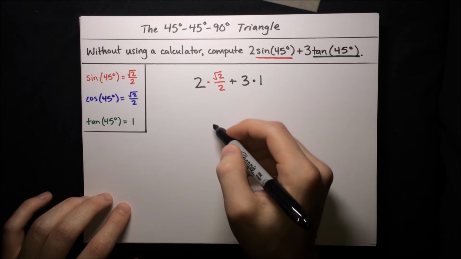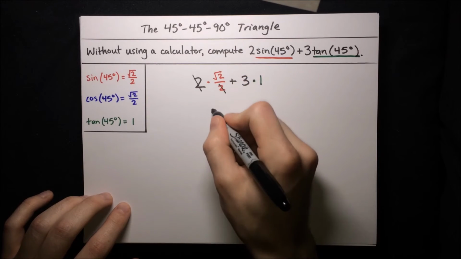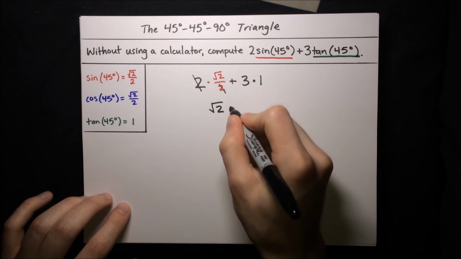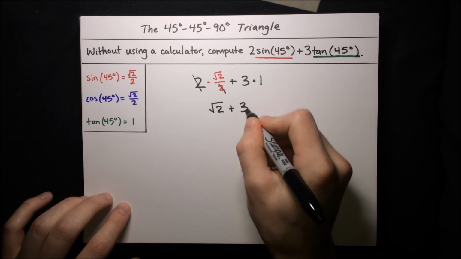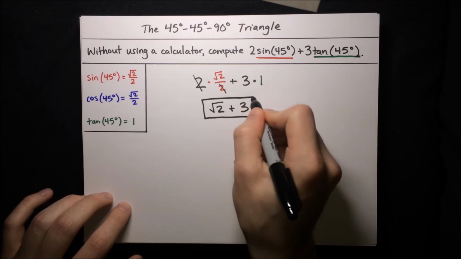So 2 times root 2 over 2, well, the 2 is going to cancel with the 2 in the denominator, and we'll just have root 2, and plus 3 times 1 is 3. So there we go. That's it. That is our result.